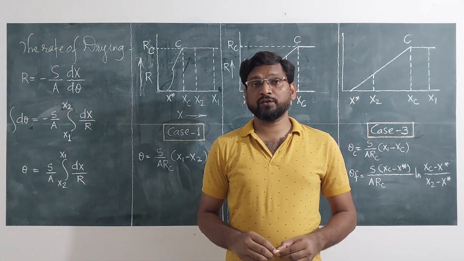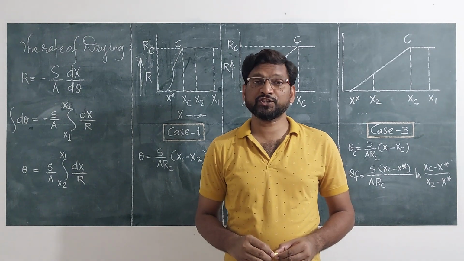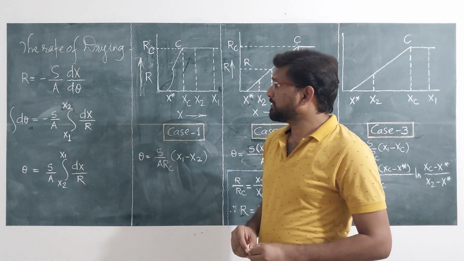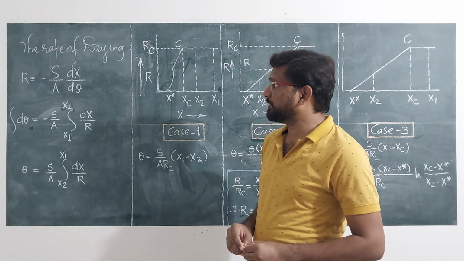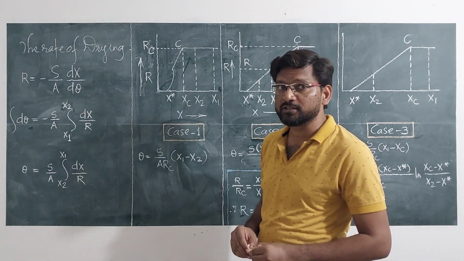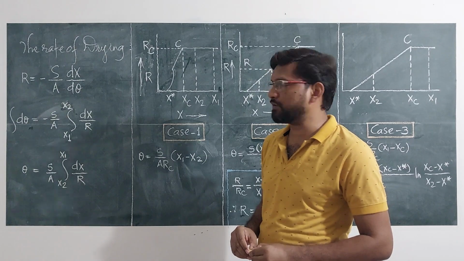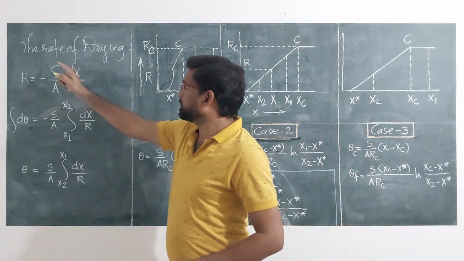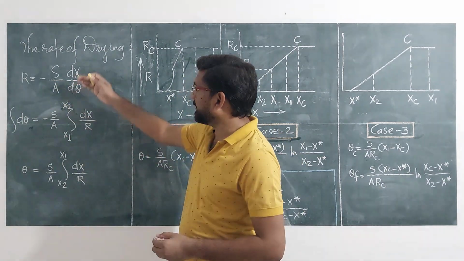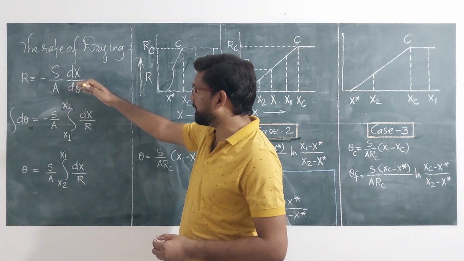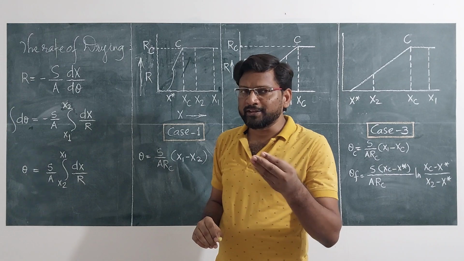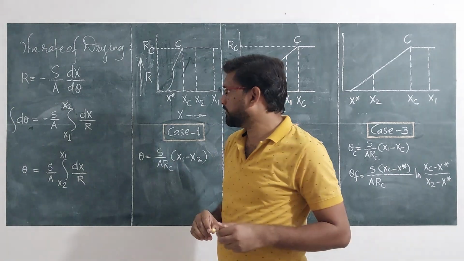Dear viewers, today we will learn the time required to achieve the desired drying in wet solids. To learn how to calculate the time required, we must know the rate of drying equation first. What is the rate of drying equation? Here it is. The rate of drying R is equal to minus S/A multiplied by dx by d theta. Let us get the terms involved known.